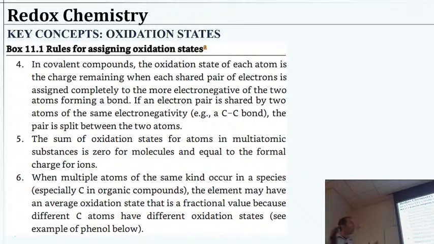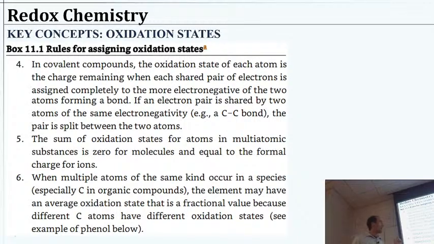Okay, so then covalent compounds, oxidation state of each atom is the charge remaining when each shared pair of electrons is assigned completely. I think this one's kind of obvious. Sometimes bonds can share electrons, but the net charge for some molecule is the net charge. Okay, the sum of oxidation states when an atom is in a multiatomic substance is 0 for molecules and equal to the formal charge for ions. So if it's just some neutral molecule, it's 0, obvious. Charge for the ion, we already talked about that.